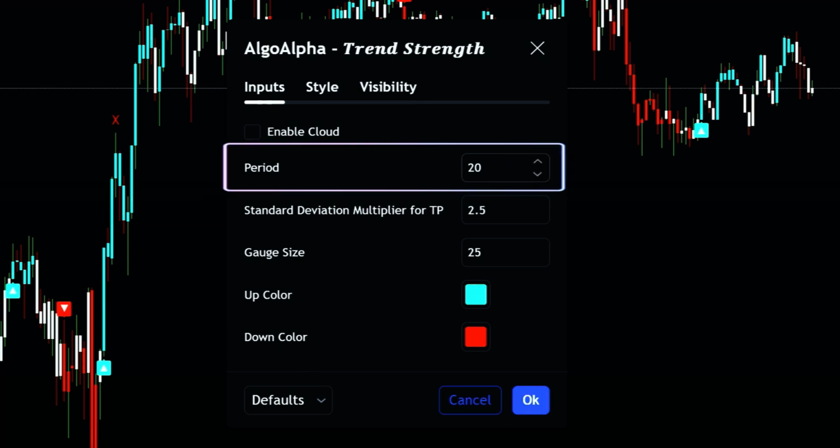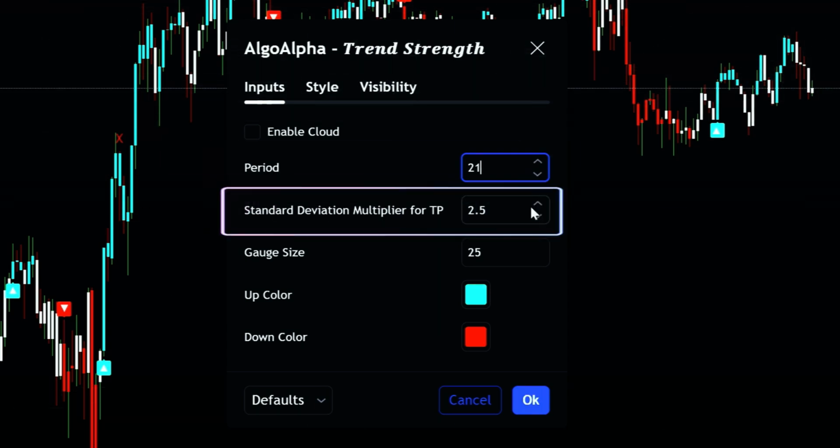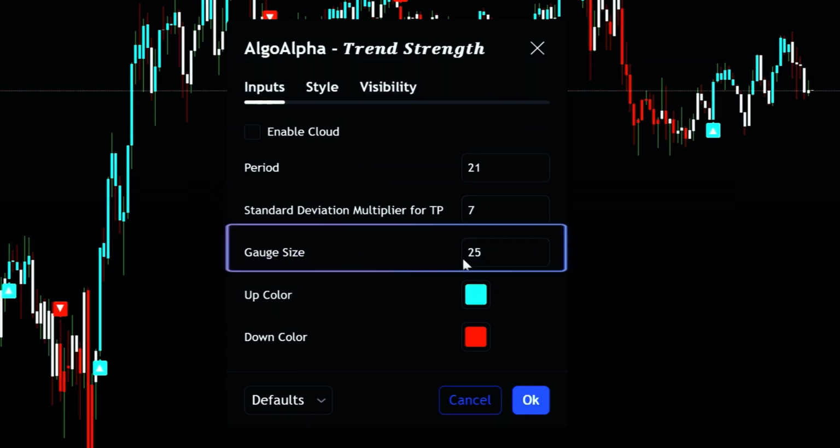Next, we're gonna adjust some parameters. Change the indicator period to 21. Then set the standard deviation multiplier to 7. After that, bump the gauge size up to 45.